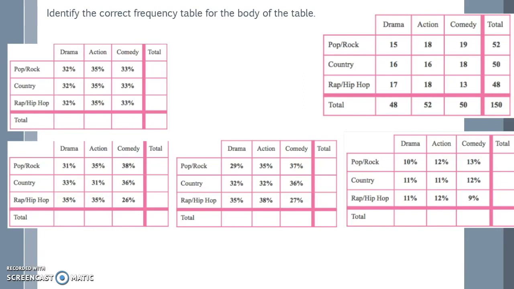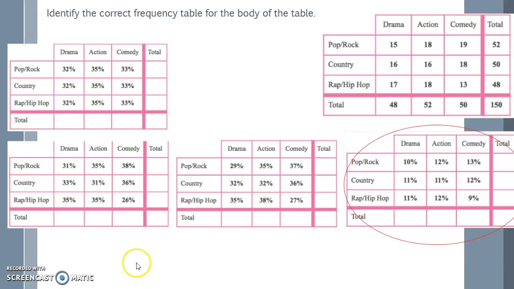Identify the correct frequency table for the body of the table listed. So we have pop, rock, country, rap and hip hop, drama, action, and comedy. Find the relative frequency of the body of our table here. Take a moment to pause the video and see if you get the correct answer. The correct answer is the bottom right.